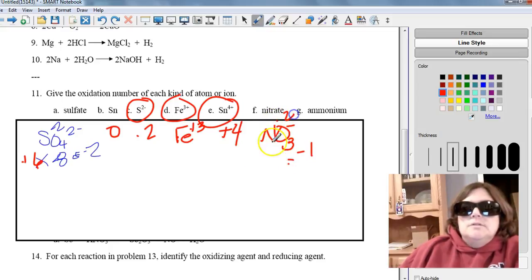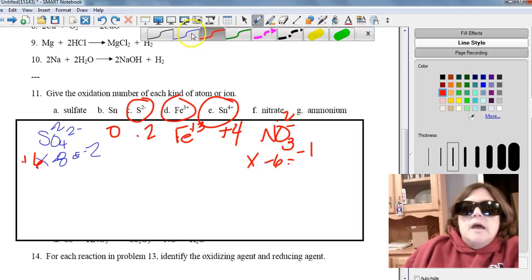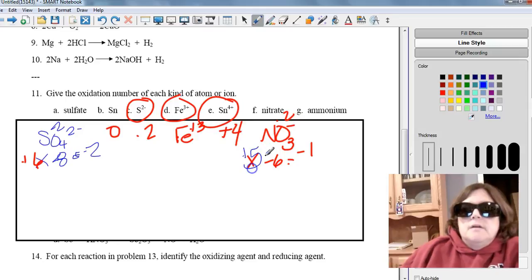So our oxygen's always -2, -6. X minus 6 gives you -1. We know that that is a +5.